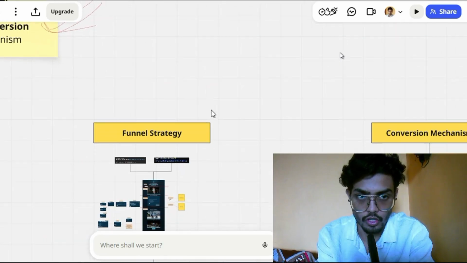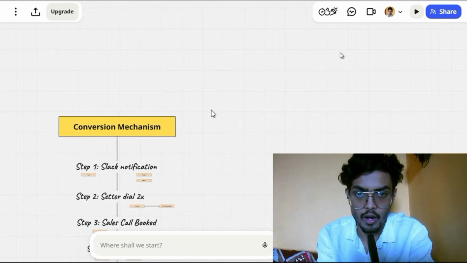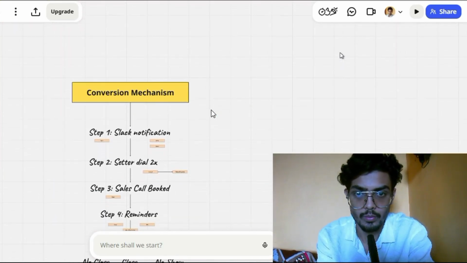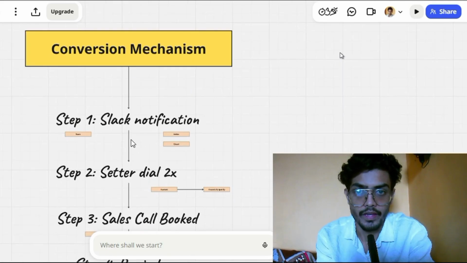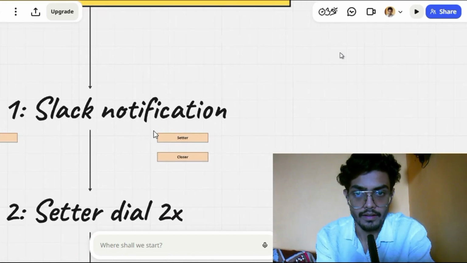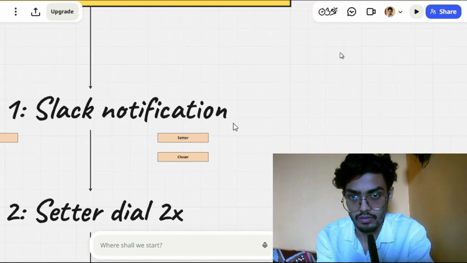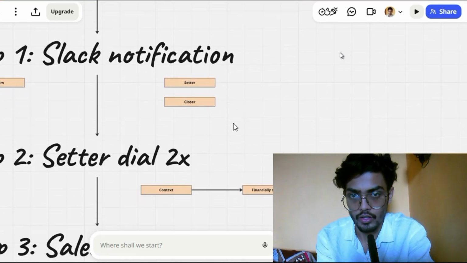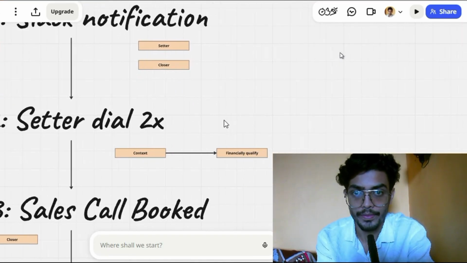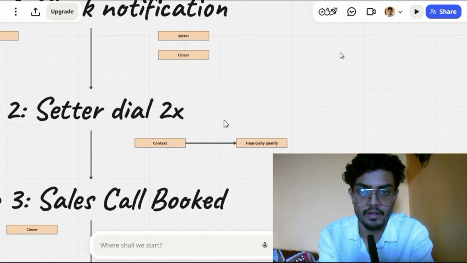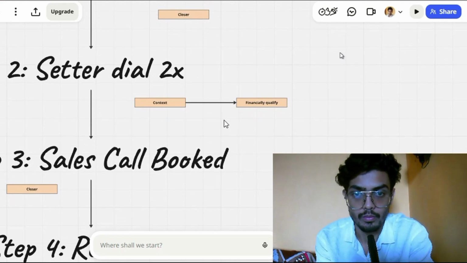Now once you book the call, what happens is that their team will get a Slack notification. Especially the setter and the closer, they will get a Slack notification, and the setter will dial them 2 times in order to know their context, their situation, and again financially qualify them. And then step three would be to book a sales call with them where there will be the closer and the client prospect.